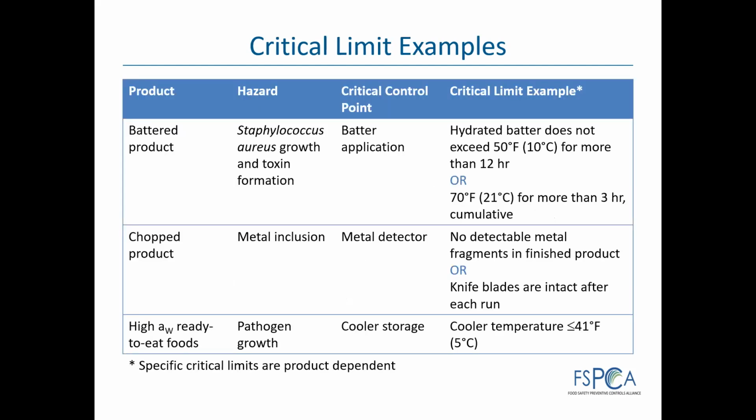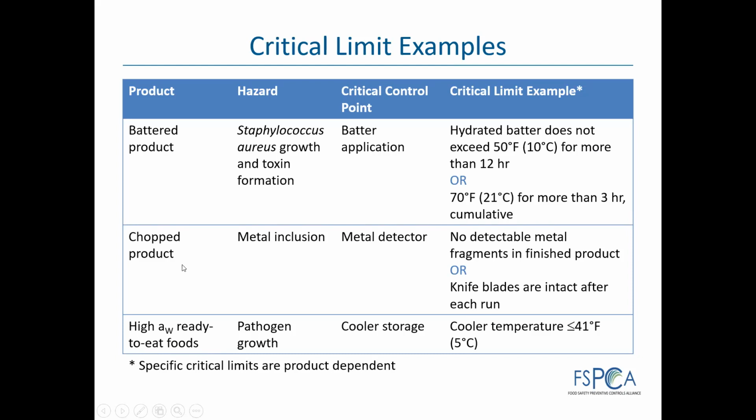So here are the examples of the critical limit. Let's say we have a battered product. Staphylococcus aureus is a toxin, and the toxin will form. So the critical control point will be the batter application. So how are we going to set up the critical limit? Does not exceed 10 degrees Celsius for hydrated batter for more than 12 hours, or a little bit higher temperature, 21 degrees Celsius for more than 3 hours.